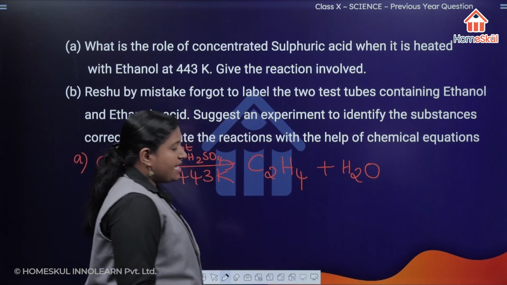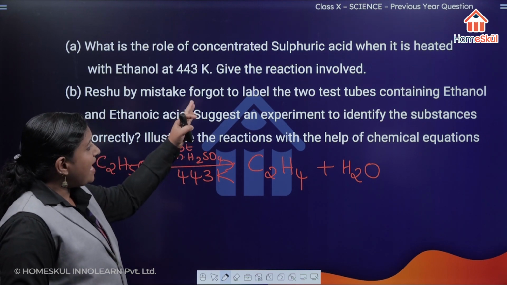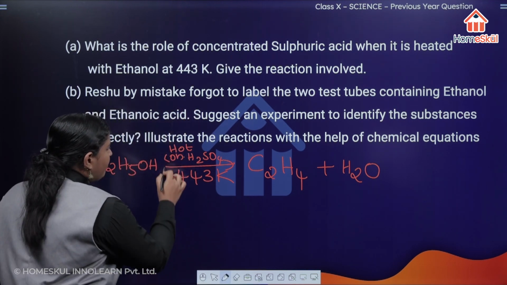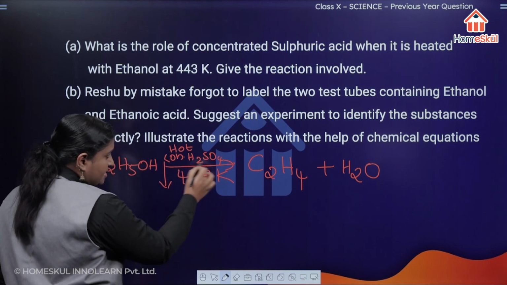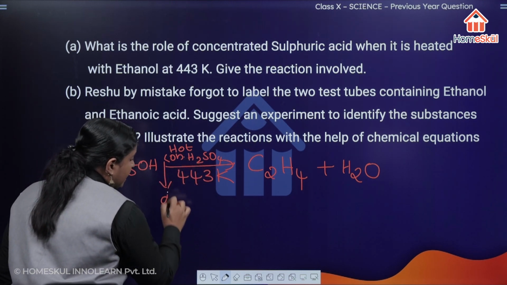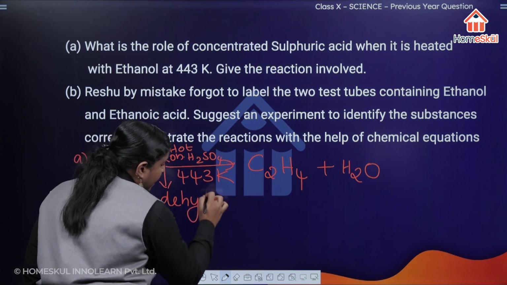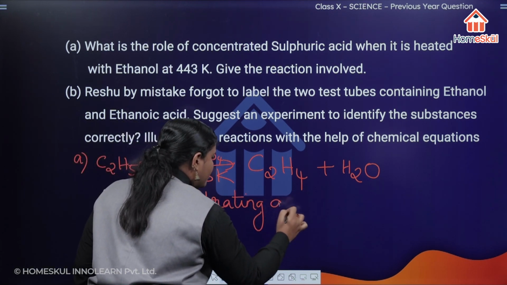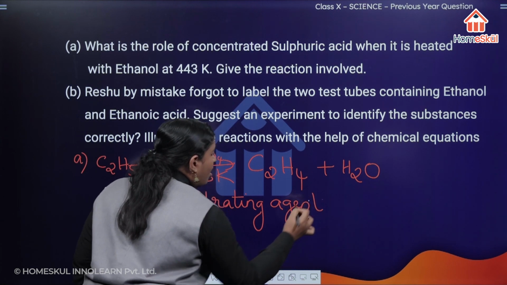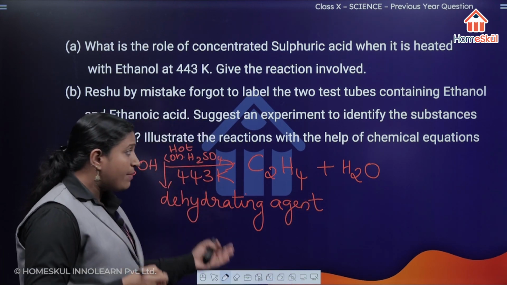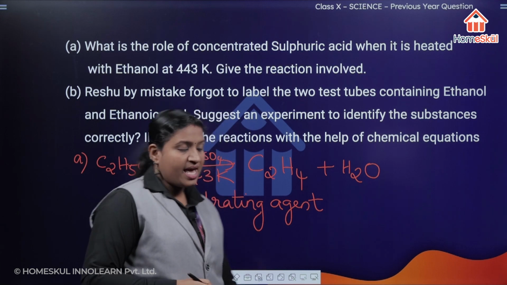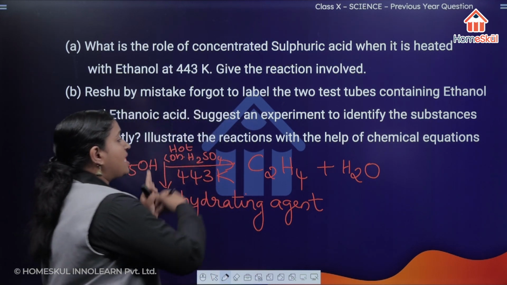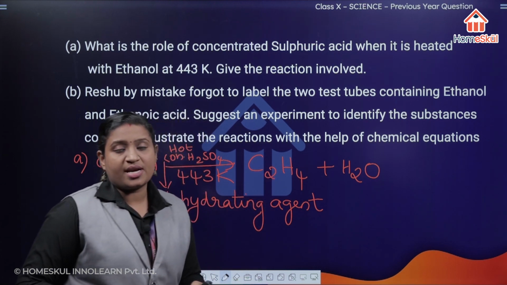So what is happening here? Actually, sulfuric acid acts as a dehydrating agent. So what is the importance of this sulfuric acid here? It acts as a dehydrating agent. Very important answer. Dehydrating agent. So the role of sulfuric acid is to remove water from it. When water is removed, this saturated hydrocarbon gets converted into an unsaturated hydrocarbon.